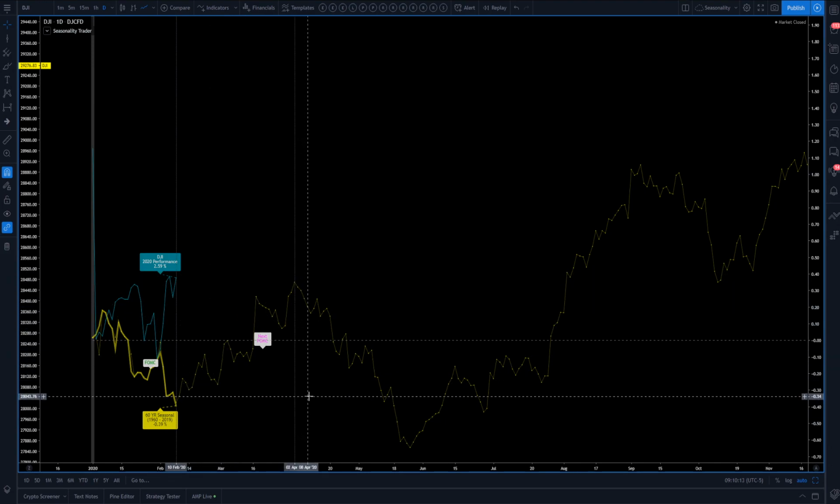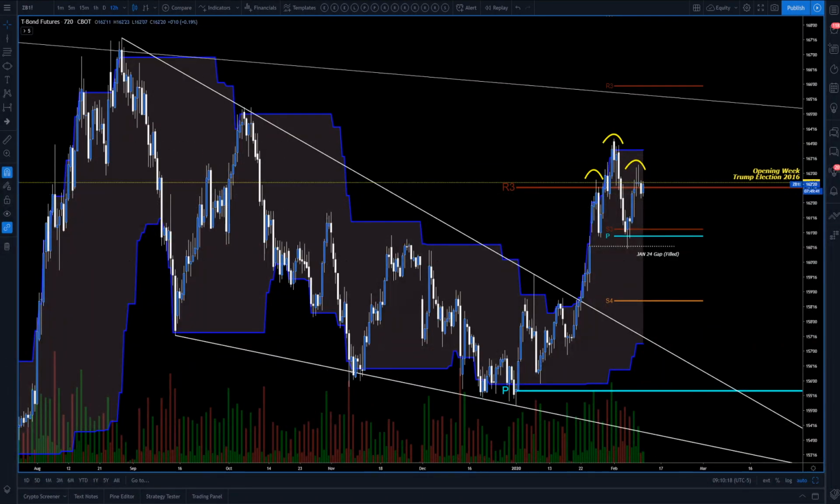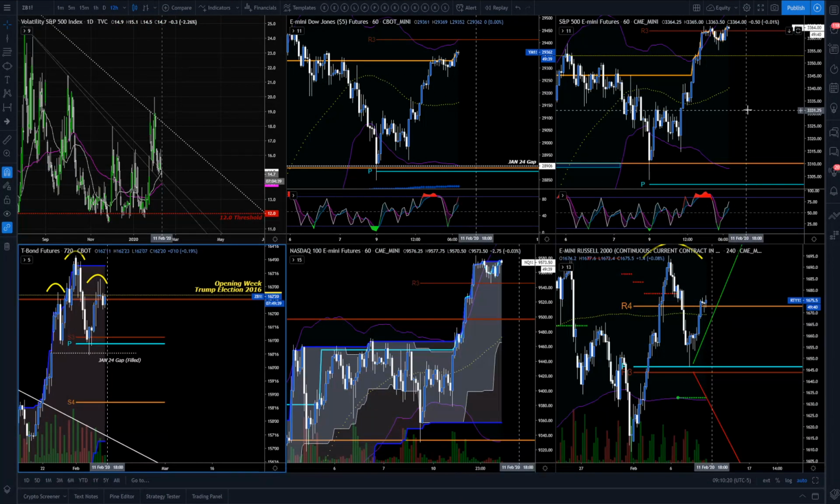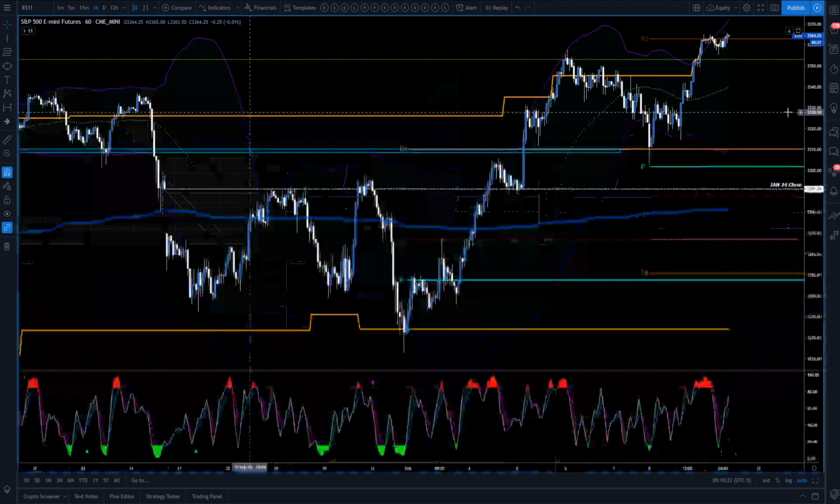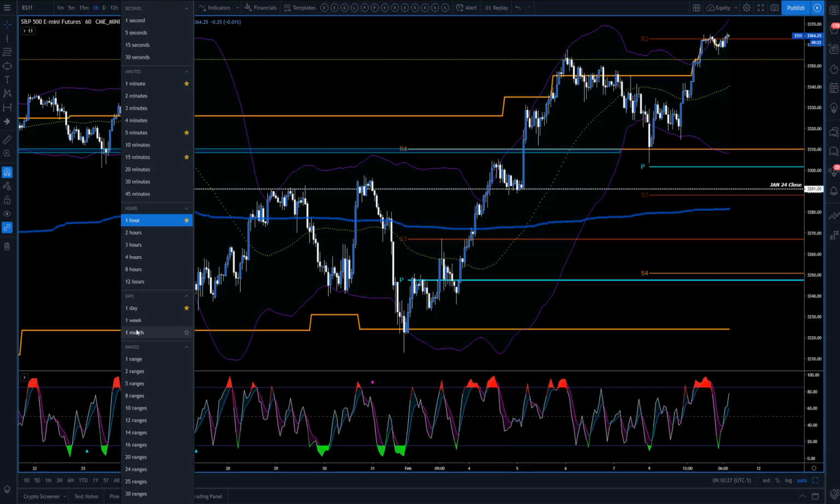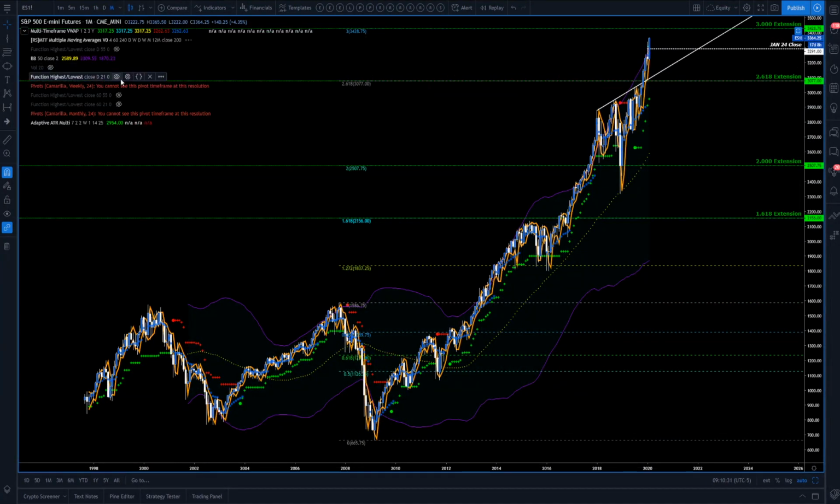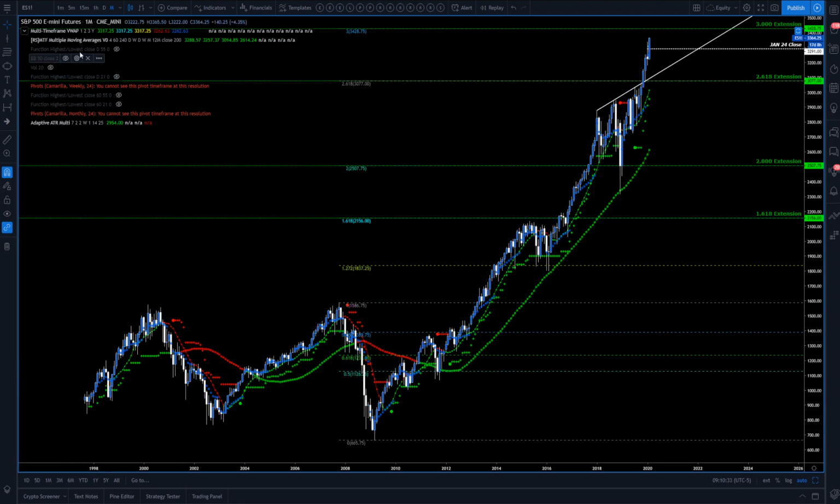They continue to buy. My current target for ES is about 3,400. And I think we can get there. How did I get 3,400? I'll show you.